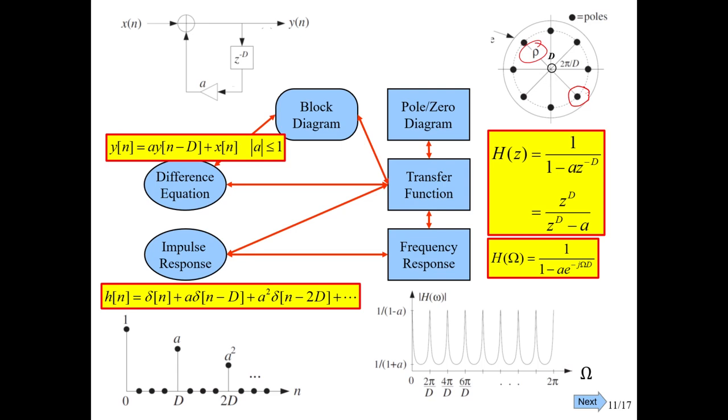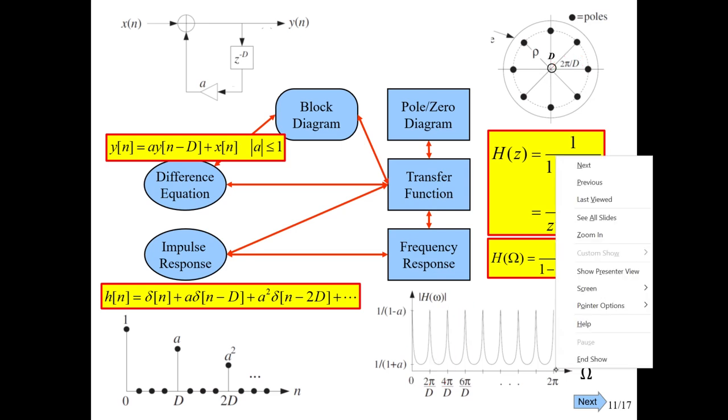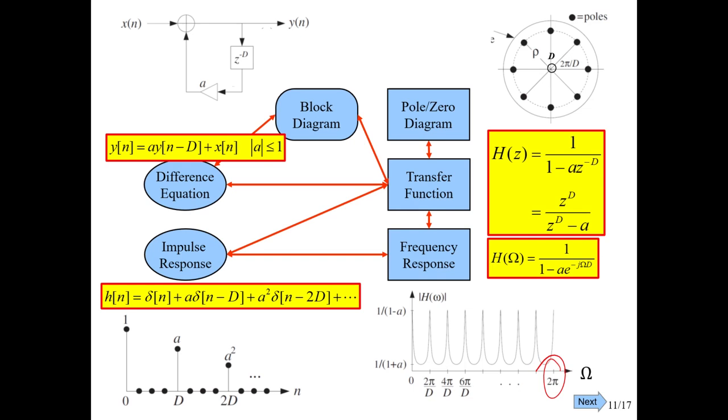But as A gets closer to 1, these will be closer to the unit circle. And these poles will give us more and more sharply peaked things at their locations. And their locations, we can see here, they're spaced by 2 pi over d. So we've got 0, 2 pi over d, 4 pi over d, 6 pi over d, and so on. And this particular plot goes out to 2 pi rather than starting at minus pi up to pi. Okay, so that's the idea. So this also looks like a comb. And that makes a lot of sense as well.